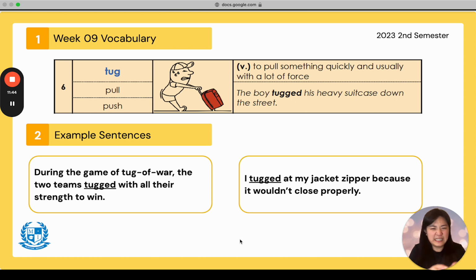Number 6, tug. Tug. The synonym is pull, the antonym is push, and it is a verb. As you can see in this picture, this man is tugging at something to pull something quickly and usually with a lot of force. So it says, the boy tugged his heavy suitcase down the street. Because it's so heavy, he's like pulling, pulling, pulling.